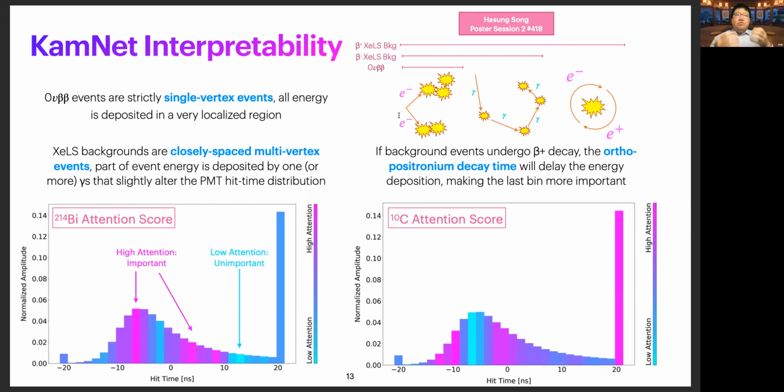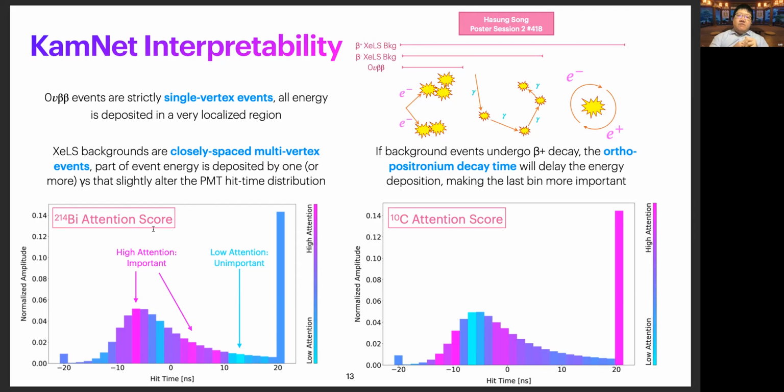The reason is because neutrinoless double beta decay events are what we call strictly single vertex events, meaning that all its energy is deposited in a very localized region. However, most of the xenon liquid scintillator backgrounds are a beta plus or a beta minus decay, followed by a gamma cascade. Thus, xenon liquid scintillator backgrounds are closely spaced multi-vertex events. Part of the event energy is deposited by one or more cascading gammas that slightly alter the PMT hit time distribution. KamNet, harnessing all the symmetries from our data, is so powerful that it can detect and use that information to reject backgrounds. So now, if we look back at this bismuth-214 attention score plot, we understand that this region is where the cascading gamma happens, and KamNet is paying attention to this region to reject bismuth-214.